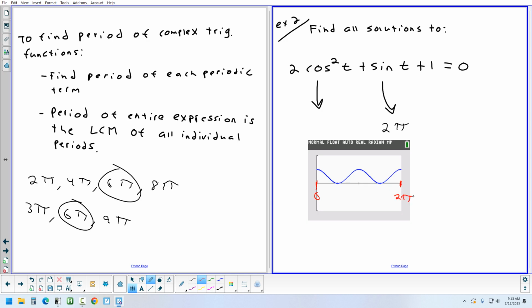How many cycles do you think you're looking at of cosine squared in that picture? Yeah, you're looking at 2. There's 1, there's 2. So knowing that there are 2 cycles from here to here, how long do you think one cycle of cosine to the second power is? Yep, pi.